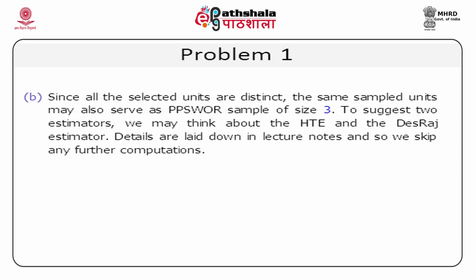Since all the selected units are distinct, the same sampled units may serve as PPS without replacement sample of size 3. This time we have been told to suggest 2 estimators. Naturally, you can think of the Horvitz-Thompson estimator and the Des Raj estimator. Horvitz-Thompson estimator will depend on the computation of pi_i and pi_ij's. Des Raj estimator will depend on the 3 estimators T1, T2, T3 and then taking their average etc. Details are already laid down in the lecture notes, so I can skip it for further computation.